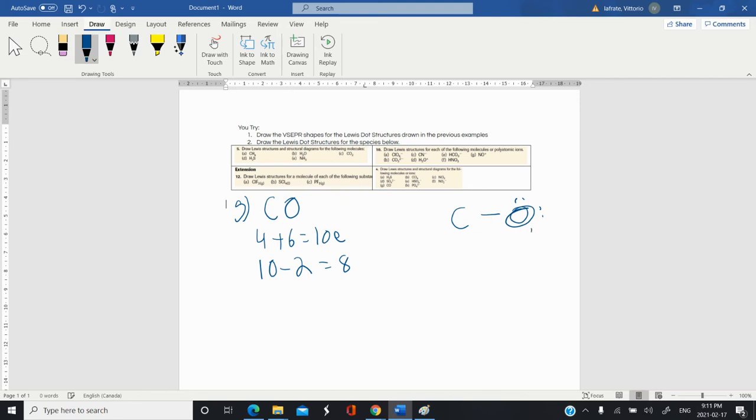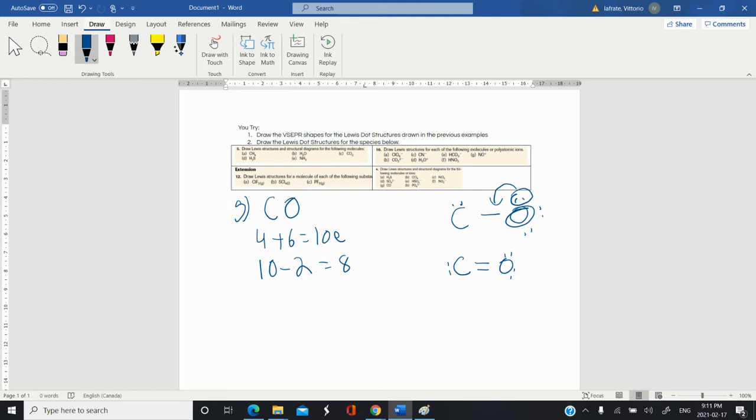So we go 1, 2, 3, 4, 5, 6, 7, 8. Oxygen is happy, but carbon is not. So maybe oxygen can help it out by adding some of its electrons to that pool there. And so now we'll get a double bond.